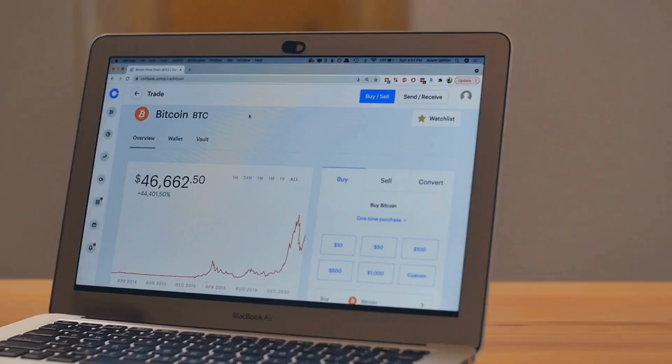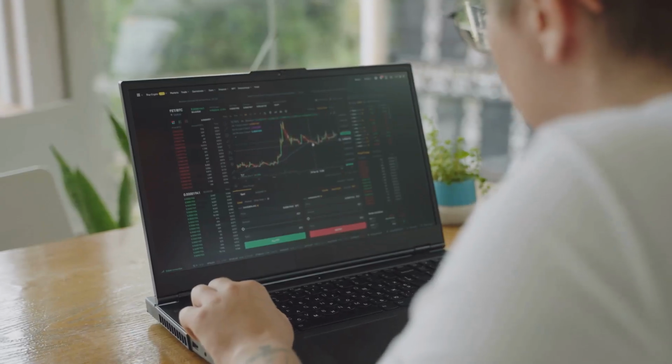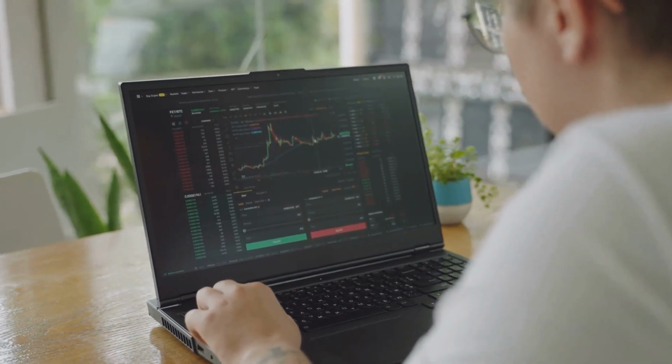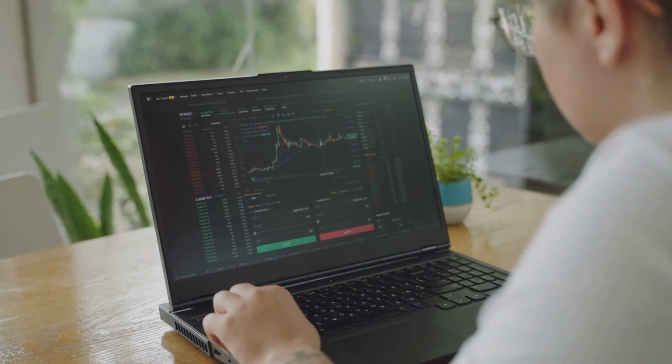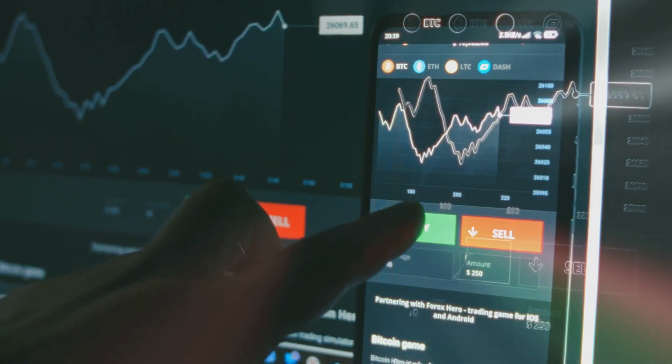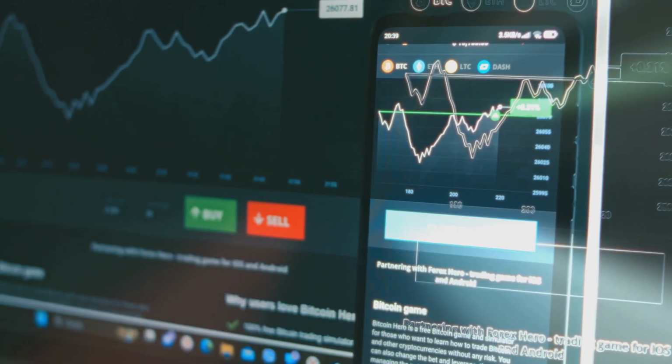Try paper trading if you can. This is a great way to practice without any financial risk. This means trading with fake money. It allows you to test your strategies and learn from your mistakes. It lets you practice safely. You can make errors and learn without the fear of losing real money. You risk no real money. This builds your confidence and prepares you for real trading.